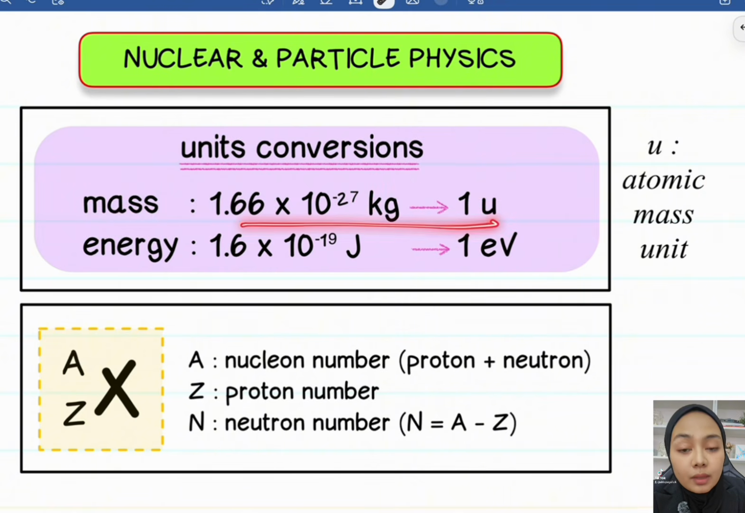This is the conversion. Next quantity is energy. It can either be in joule or in electron volt. Next we have the basic structure of representation of an element.